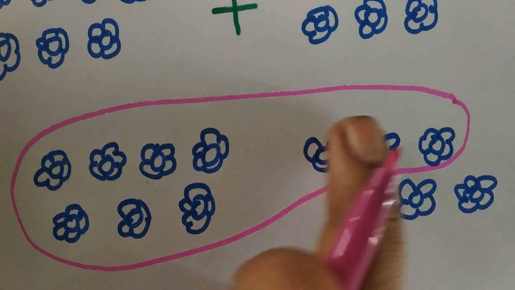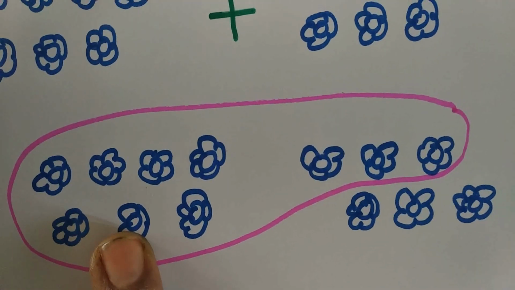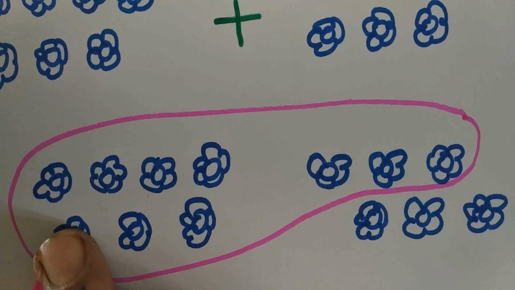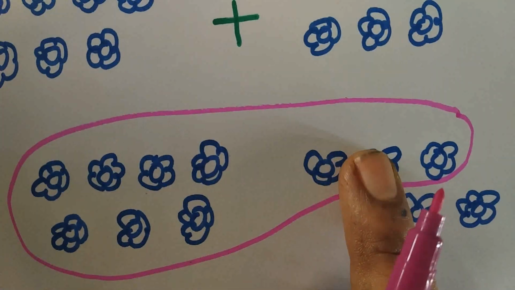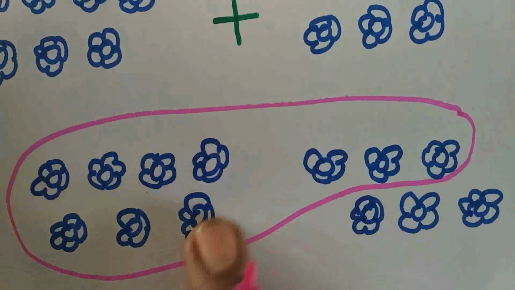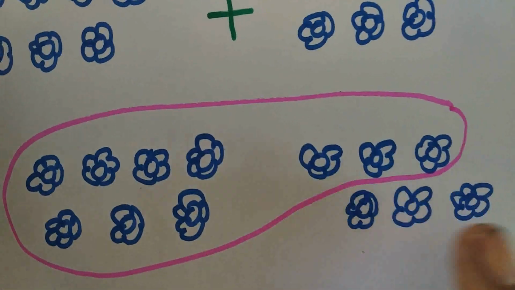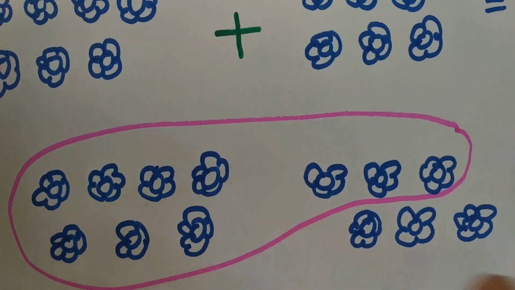Shall we count how many flowers are there? 10 flowers should be there. See, 1, 2, 3, 4, 5, 6, 7, 8, 9, 10. So 10 flowers are there. So we grouped as tens and ones. How many tens do we have? How many ones do we have?